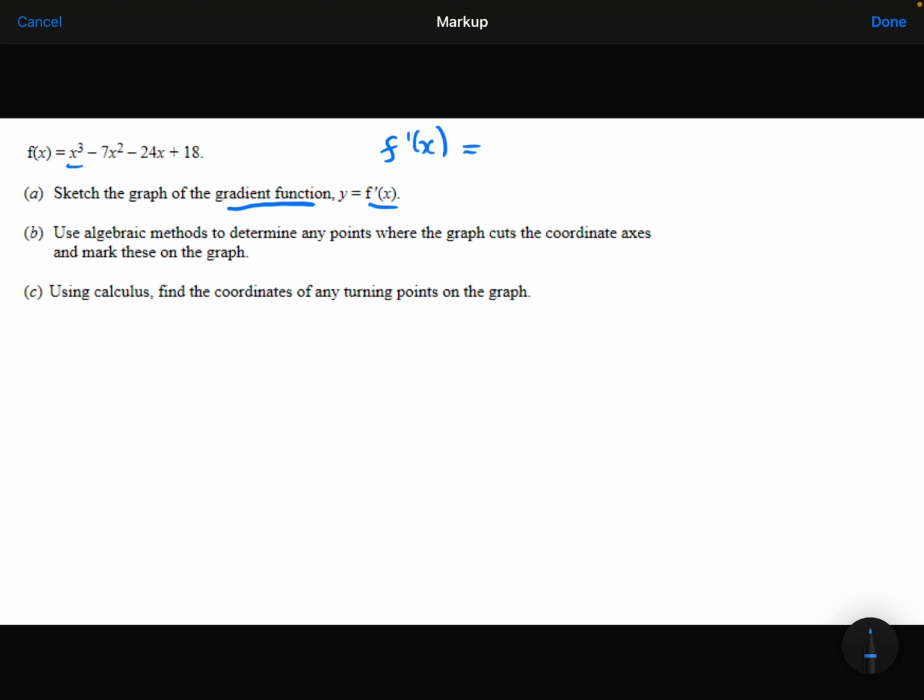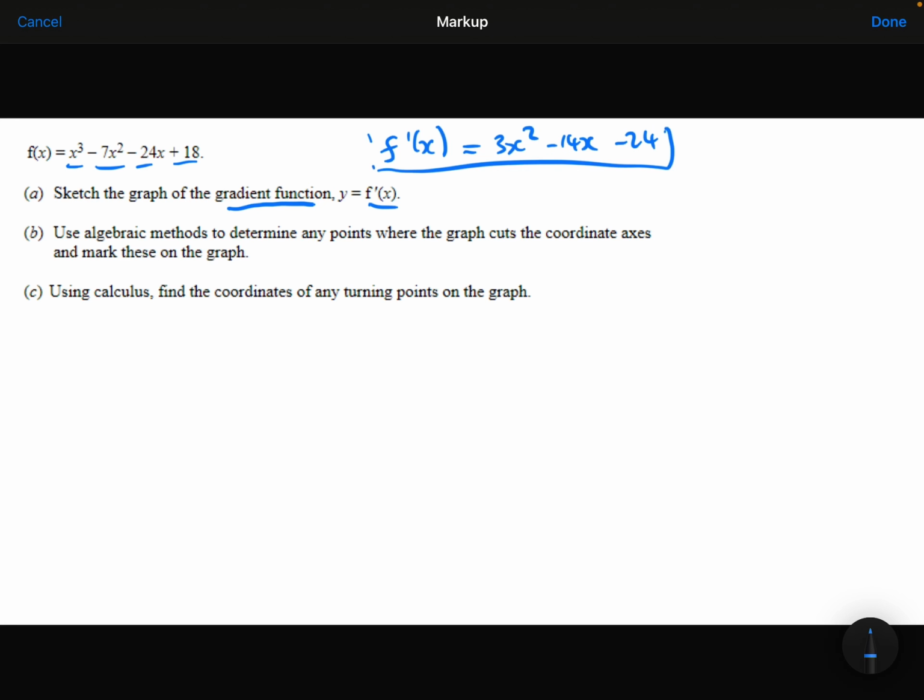Differentiating the x cubed, I get 3x squared. The minus 7x squared, I get minus 14x. And the minus 24x, I'll get minus 24. The 18 will differentiate to become 0. So this is the graph that I want to sketch.